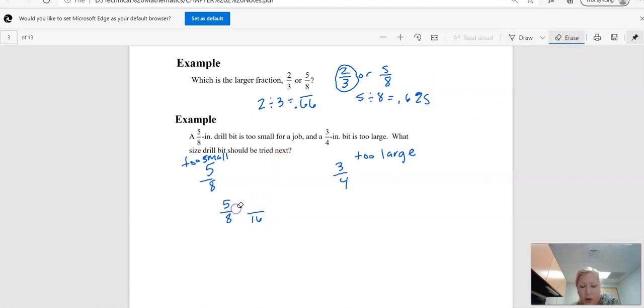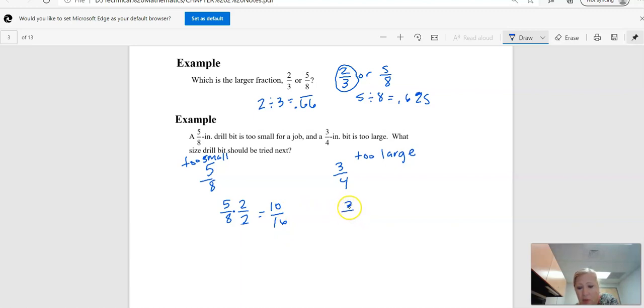What would we have to put on the numerator, or what would we have to do to turn this fraction into something over 16? So we need something that both 8 and 4 will go into. What would you have to multiply 5/8 by to get 16 on the bottom? Well, 8 times 2 is going to give you 16. If you multiply the bottom by 2, you also need to do the same thing to the top. 5 times 2 is 10. So there's what that fraction would be.